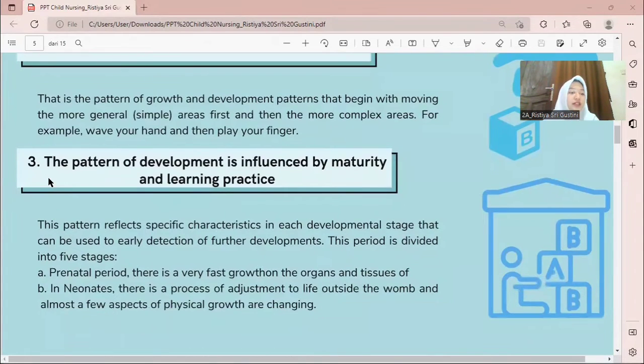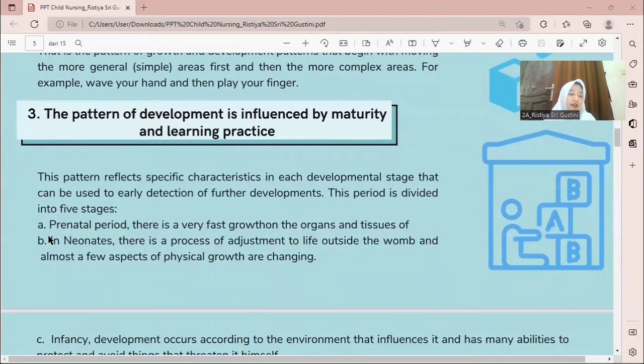And part 3, the pattern of development is influenced by maturity and learning practice. This pattern reflects specific characteristics in each developmental stage that can be used for early detection of further development. This period is divided into 5 stages.